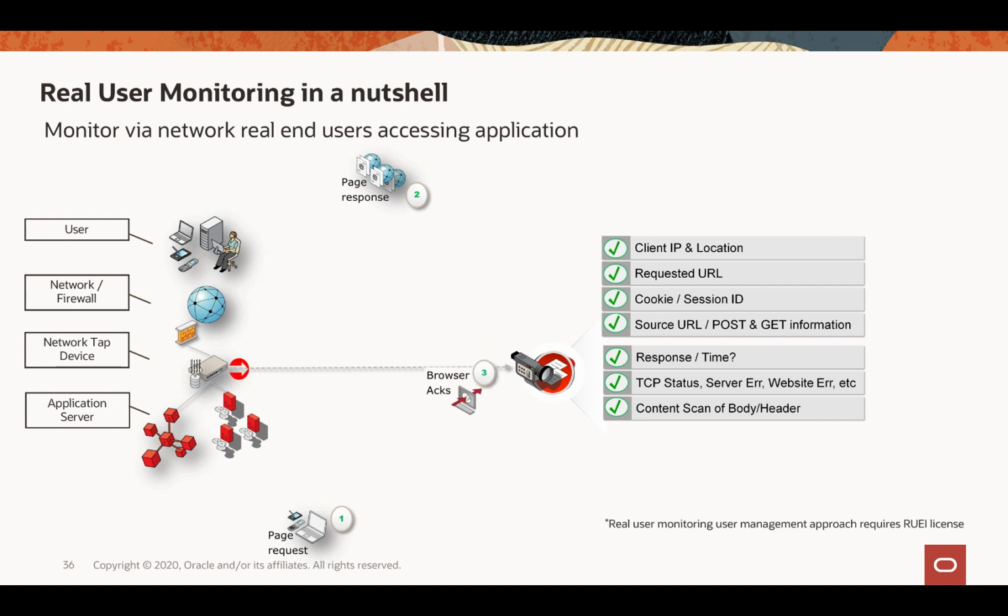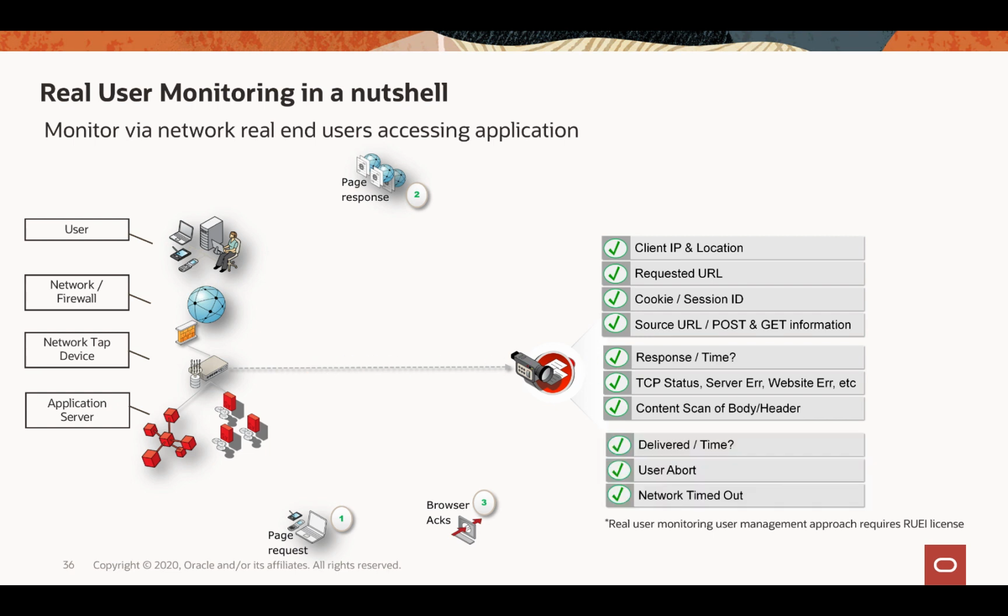And there is a third step, which is the browser acknowledgement. So this tells us whether the page was successfully delivered or not. And if it was not delivered, it also tells us why it wasn't. So for example, maybe the user aborted the page load on his own before the page load completes. Or maybe the page load timed out because of a network error. So from this data, we can know what experience each user had. So this is how RUEI works in a nutshell.